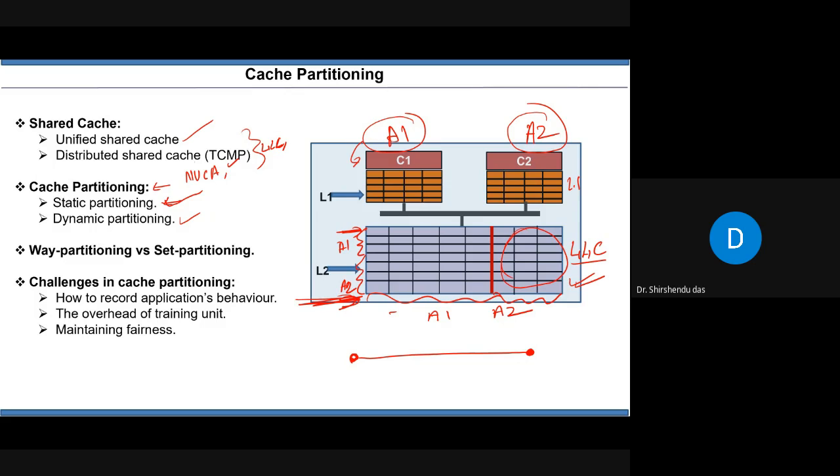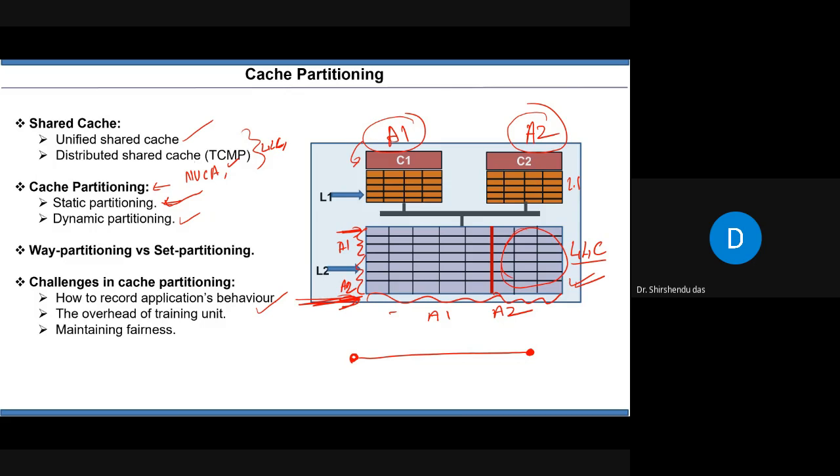So if you want to go with dynamic partitioning, then all the challenges will arise. First, how will you record the behavior of cache applications? Based on the behavior of the application, you will change the partitioning. It is easy to say, but actually how you will record that behavior is a challenging task. So we'll discuss this.